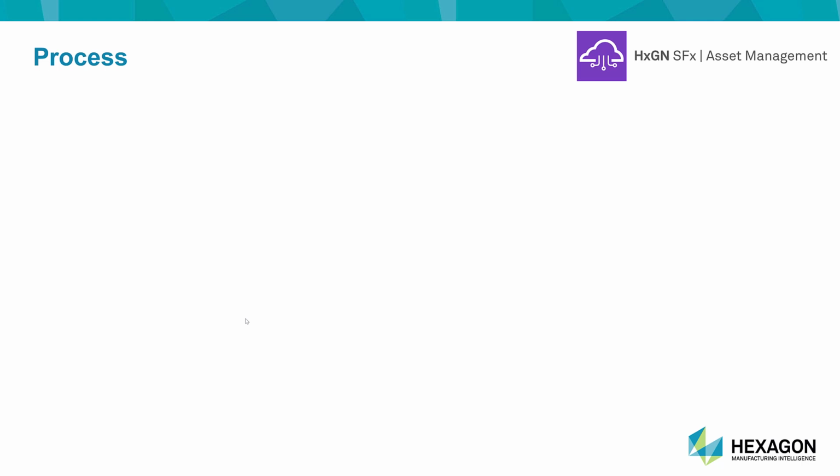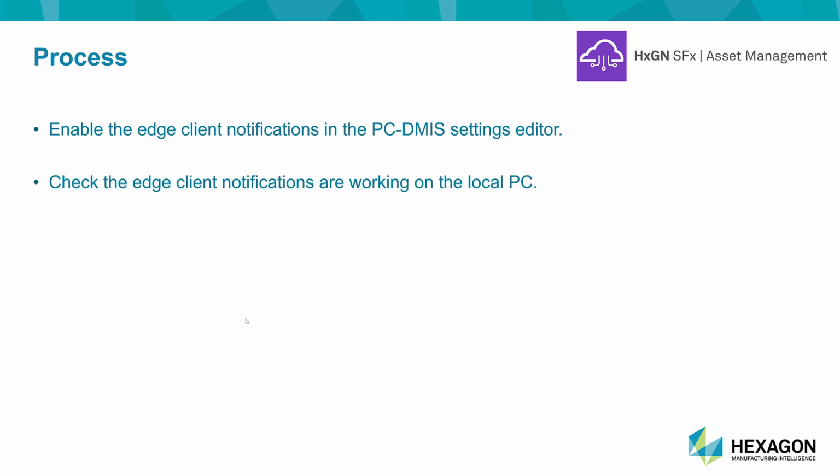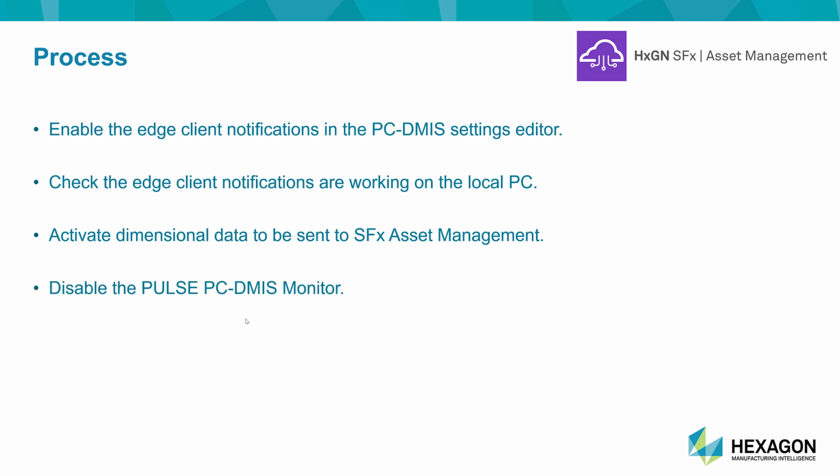So quick recap. What did we do? First of all, we enabled the Edge Client notifications in the PC-DMIS settings editor, followed by we check the Edge Client notifications are actually working locally on the PC prior to looking on the cloud. Then I activated the dimensional data to be sent to SFx Asset Management. I disabled the Pulse PC-DMIS monitor, and then I checked SFx Asset Management is receiving data from the asset.